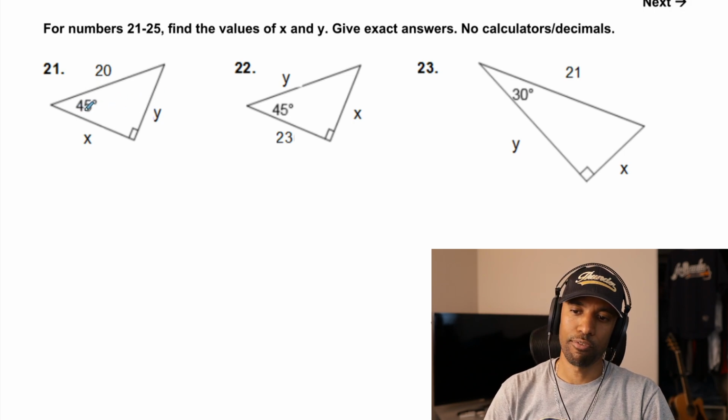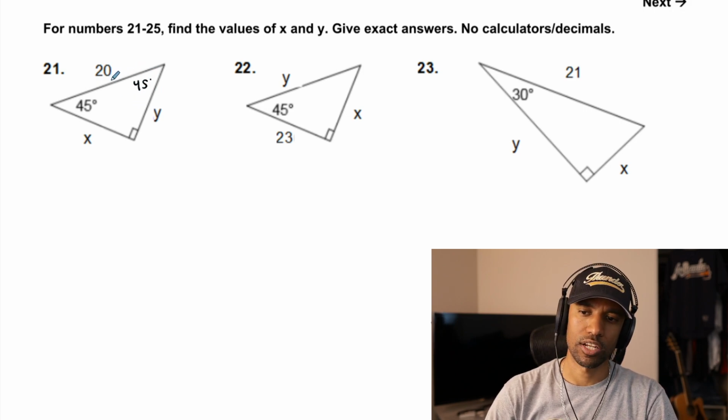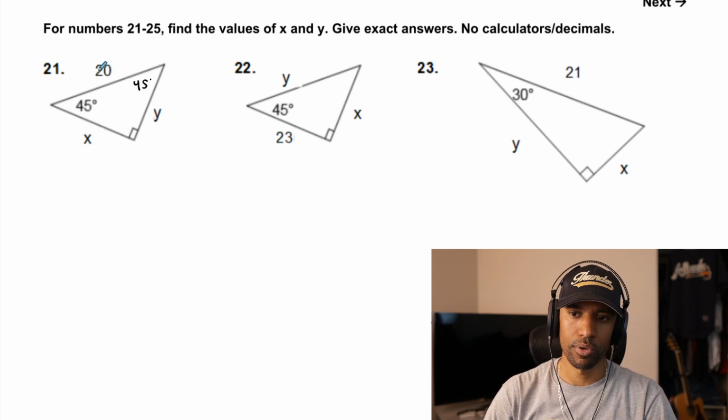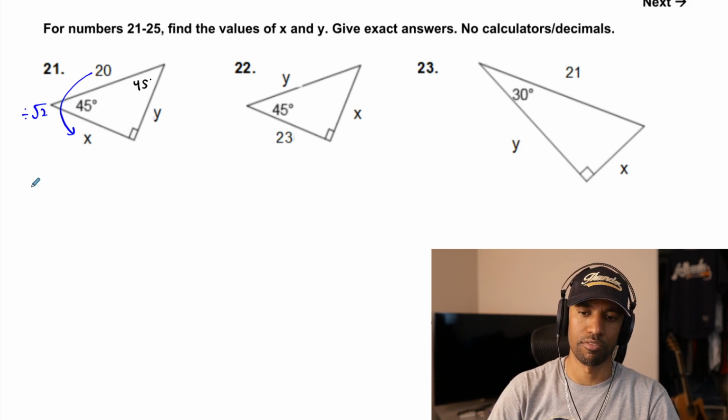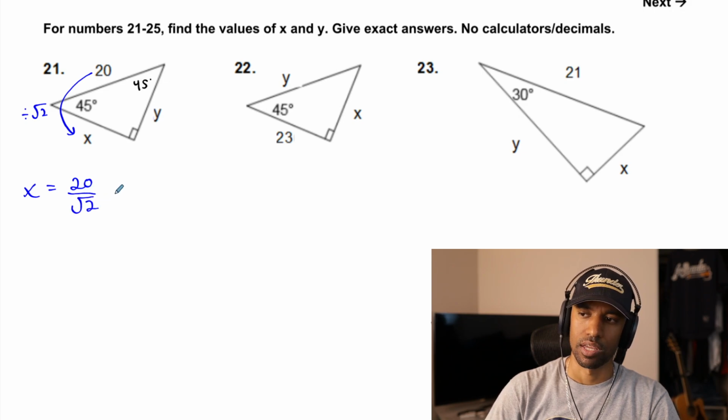So here's a 90-degree angle. This is 45. This also must be 45. This is a 45, 45, 90 right triangle. A special right triangle in such a way that in every 45, 45, 90 right triangle, the hypotenuse is always the square root of 2 times larger than either leg. So if I wanted to figure out the length of one of these legs, such as x here, I got to divide 20 by the square root of 2. So x is going to equal 20 over the square root of 2.